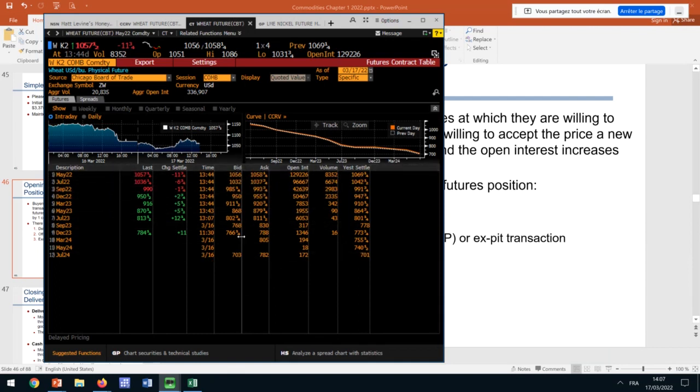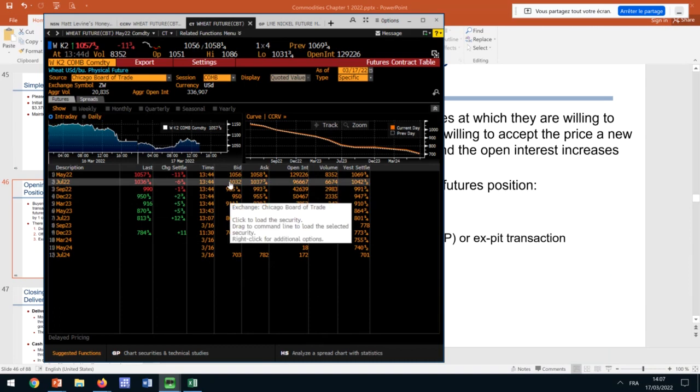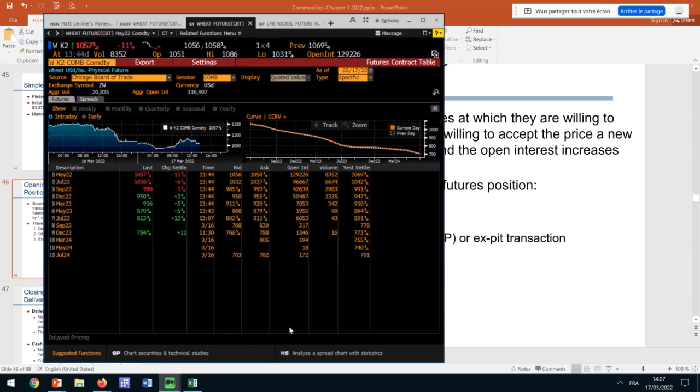Okay, so that's the price at which you can sell a contract. That's the bid, and it's always the cheaper one at which you can sell, and the more expensive one is the one at which you can buy. Makes sense, no? So if you want to buy wheat for May 22, you have to pay $1,058.